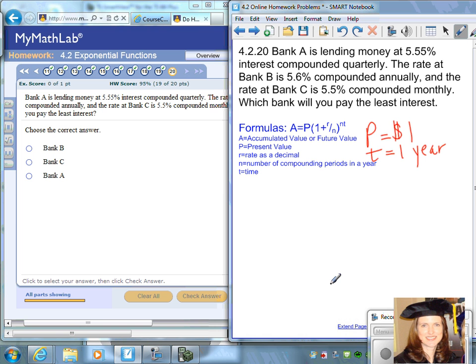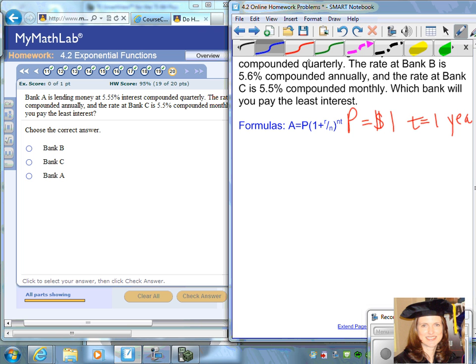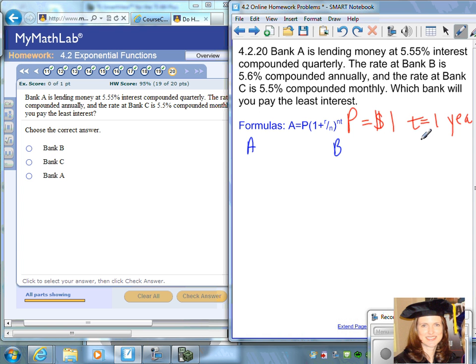We're going to be using this formula for accumulated value. I just moved some things around so that we can have room to do all the comparisons here. I'm going to look at Bank A, Bank B, and Bank C. So in Bank A, the rate is 5.55%. Move that decimal and fill in with a 0. Bank A, the rate is 0.0555. And it's compounded quarterly, so n is going to equal 4.